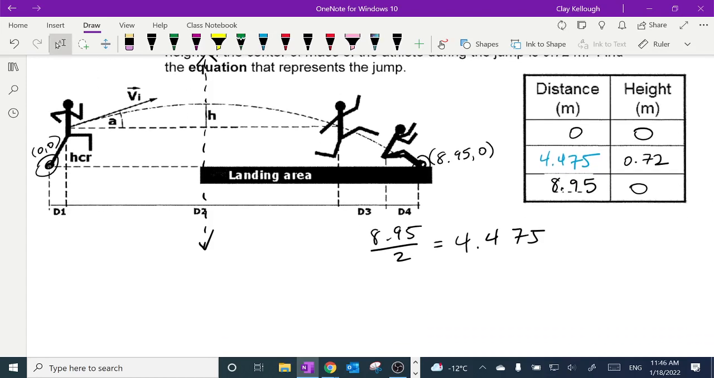So I would say height is equal to, so I'll make h height and I'll make d for distance. How about that? Doesn't matter if you use x or y. You can use h and d. So height is equal to something d squared plus something d plus something. Otherwise known as A, B, and C. So let's put those three things into Desmos and see if we can find them.